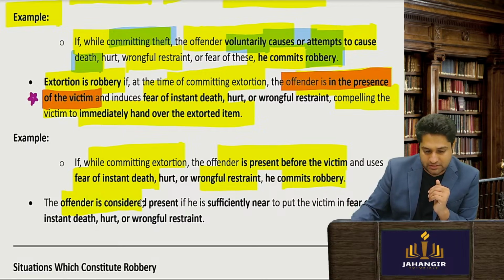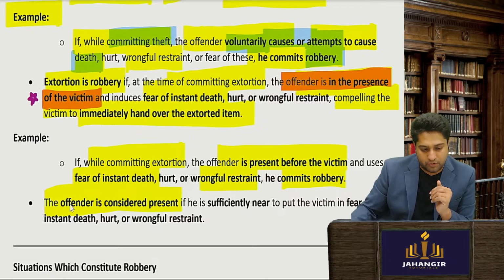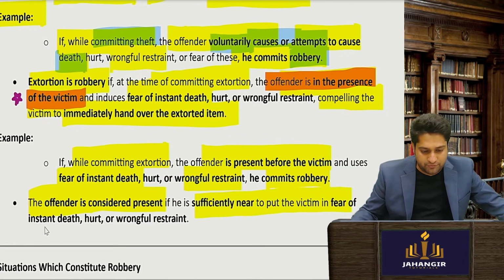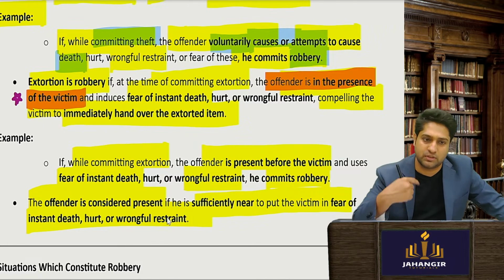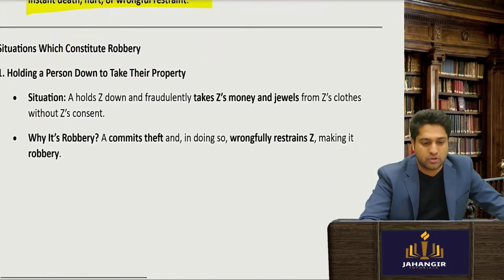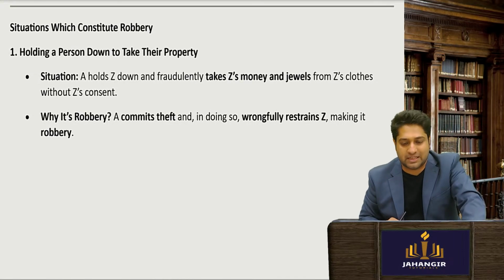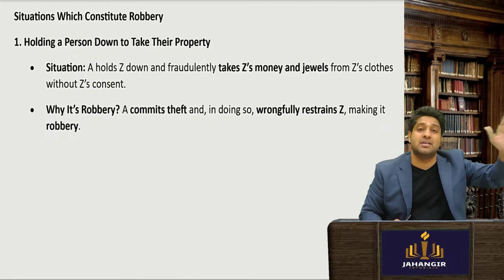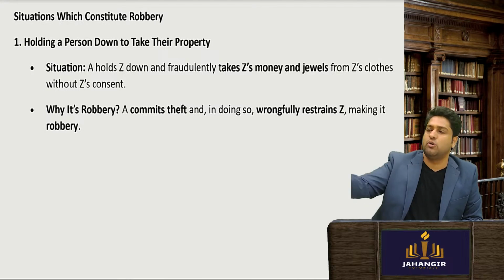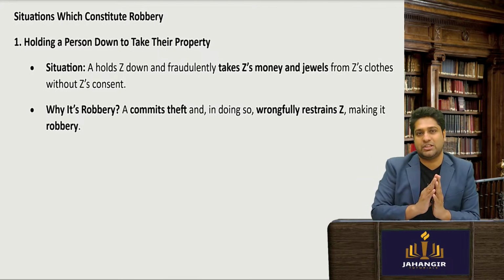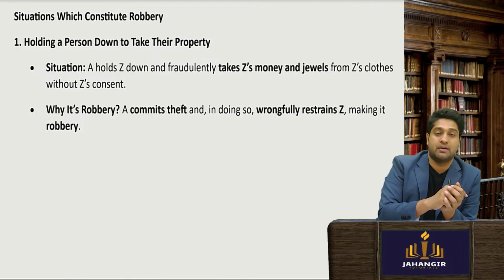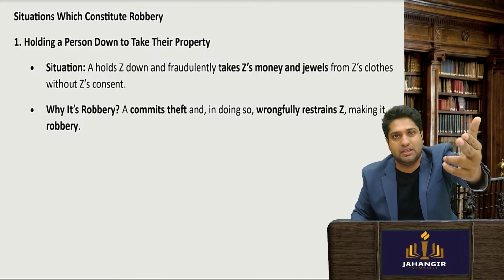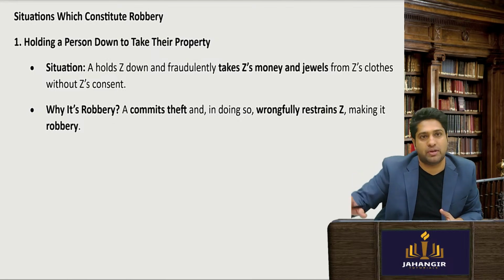The offender is considered present if he is sufficiently near to put the victim in fear of instant death. So maybe a phone call will not do; you have to be in front of him. A simple extortion could be, I'll give you an example: an email is sent saying you better give me the money. Salman Khan is getting an extortion request that you pay so much money, otherwise we'll kill you. It's an extortion request, so extortion will be there. But robbery is when you come in presence one-to-one and tell him, give me the money. Then it will be under the head of robbery only.